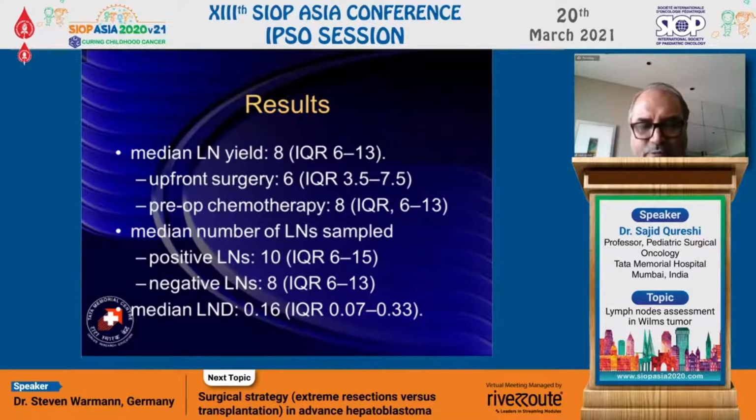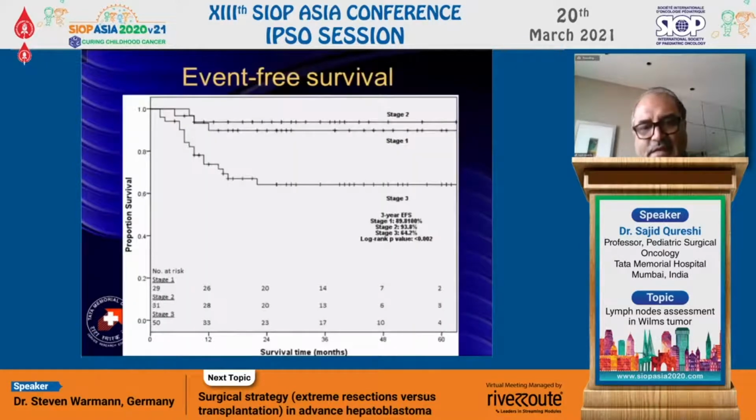The median number of lymph nodes in the patients who had positive lymph nodes was 10, and in the patients with negative nodes it was 8. There is a tendency for a surgeon who feels that it is a large tumor or the lymph nodes are large to sample more nodes. So you get more sampling when the lymph nodes are positive, but this was not statistically significant. And lymph node density, which is the percentage ratio of lymph nodes harvested and positive lymph nodes, was 0.16 in our study. As expected, the stage 3 survival was inferior as compared to stage 1 and stage 2.